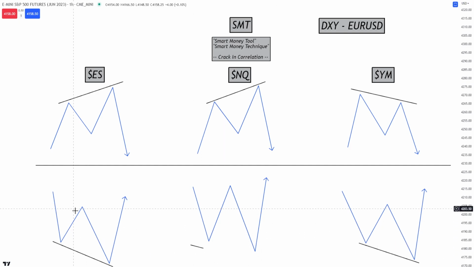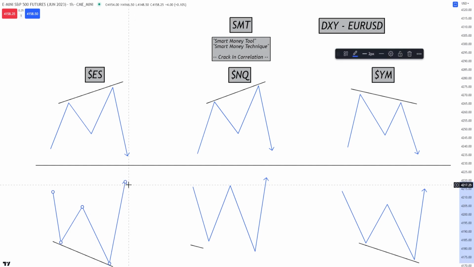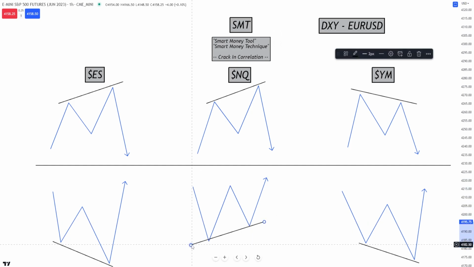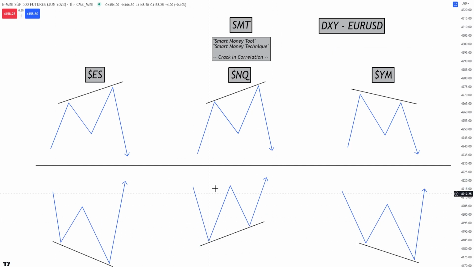Right, so even if I got a market structure shift here with a fair value gap, I would not take this trade unless we had a crack in correlation like this. So SMT essentially is just a crack in correlation between these three indices. That's all you're looking for. If I don't see this, I don't take a trade. This is like my first rule for looking for a smart money reversal within a market maker model.